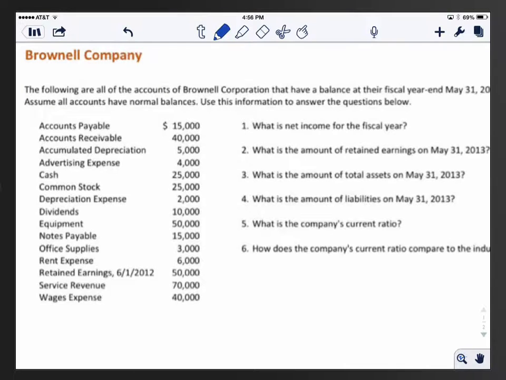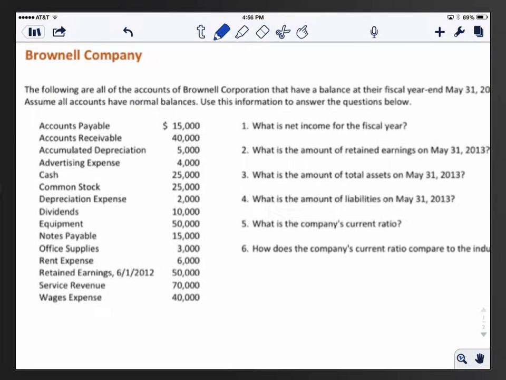We have a whole bunch of accounts. The following are all the accounts of Brownell Corporation that have a balance at their fiscal year end, May 31, 2013. Assume all the accounts have normal balances and use this information to answer the questions below. When you get a problem to work like this, you need to look at the questions but don't dive right into answering them. What kind of questions are you being asked?